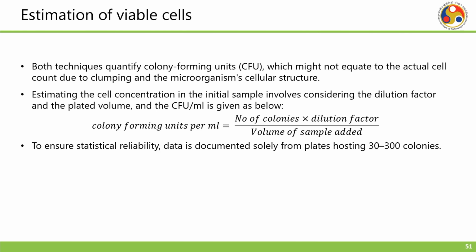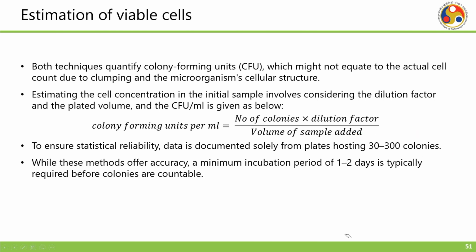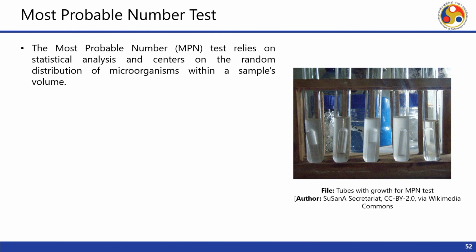To ensure statistical reliability, data is documented solely from plates hosting 30 to 300 colonies. While these methods offer accuracy, a minimum incubation period of 1 to 2 days is typically required before colonies are countable. Let us now discuss another technique, the MPN test or the most probable number test.